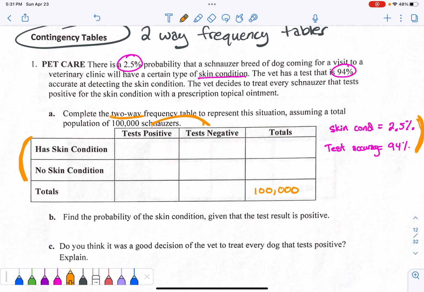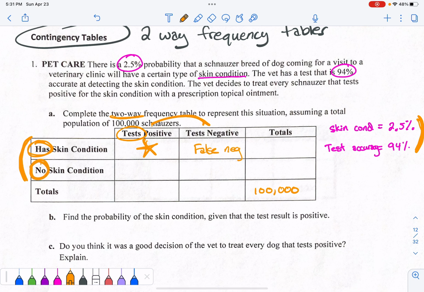They do this stuff when they talk about COVID results, because if you have the skin condition, you should test positive. You should be in this category. But if you have the skin condition and you test negative, this would be a false negative. Don't write this in here. I'm going to erase this here in a second. So this is a false negative.